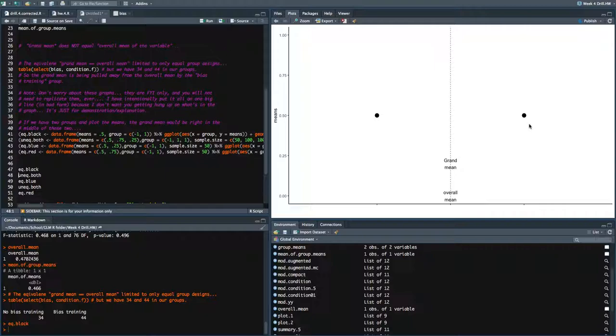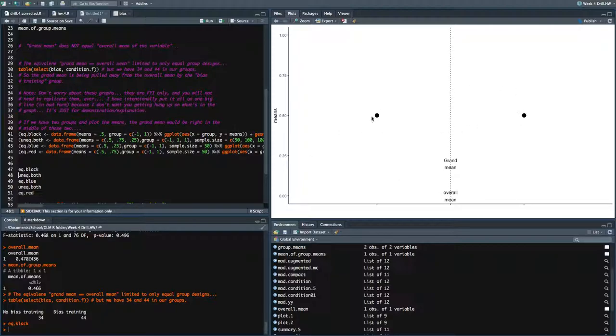So here we have two groups. And these two groups are equal sample sizes. The size of the dot is the sample size. And you can see that the grand mean and the overall mean are both smack dab in between those two groups. Now I didn't put any x-axis values on here because it's arbitrary. This is just a conceptual explanation.